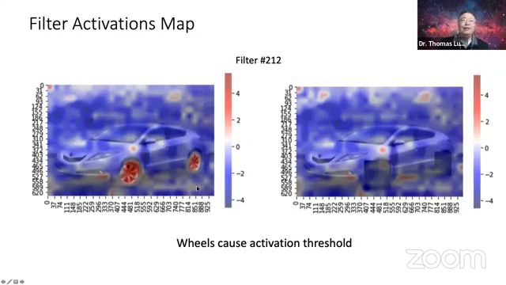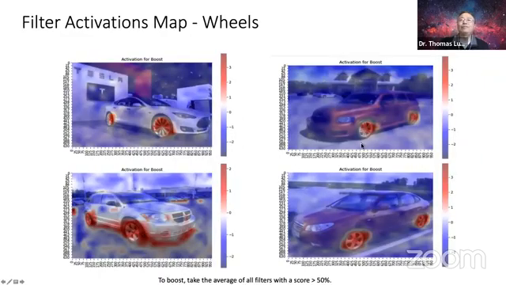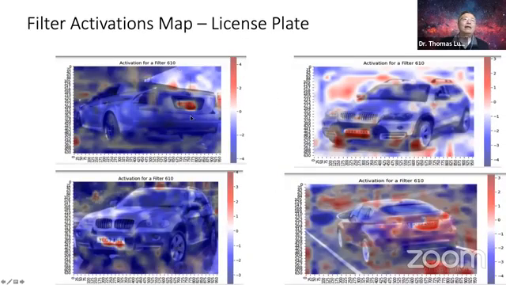And then we tested with different cars in different locations and positions. You can see that indeed this filter always gets activated when there's a wheel. Of course, it has something else. We don't know. It's not just for wheel; it's looking for something else too. And then we also find a different filter, like filter 610, which is responsible for license plate. When the license plate shows up, it gets activated.